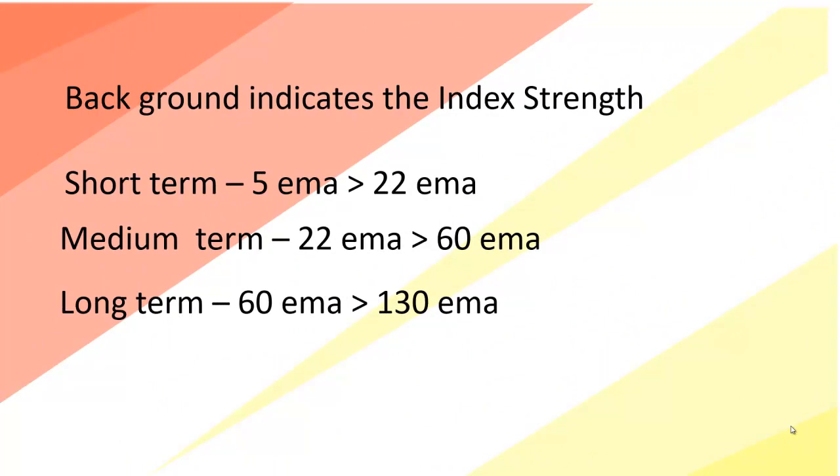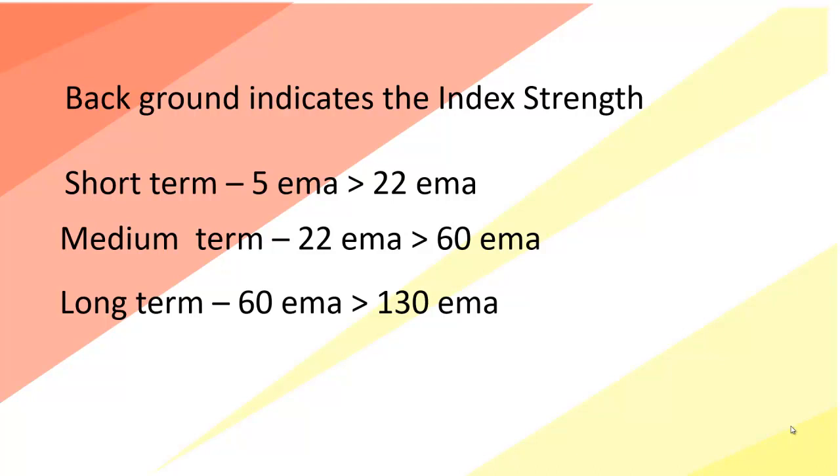Let's quickly see how the index strength is estimated. I have tried to keep it quite simple. In the short term, if the 5 EMA is greater than the 22 EMA, then the short term trend is up. If the 22 EMA is greater than the 60 EMA, the medium trend is up. And for the long term, when the 60 EMA is greater than the 120 EMA, then it is a long term uptrend.